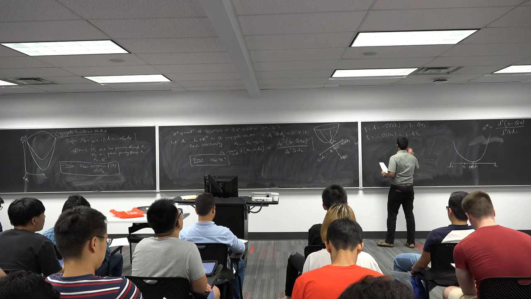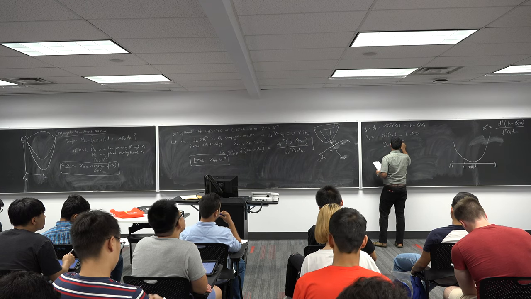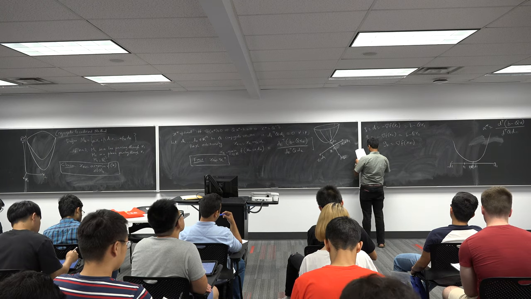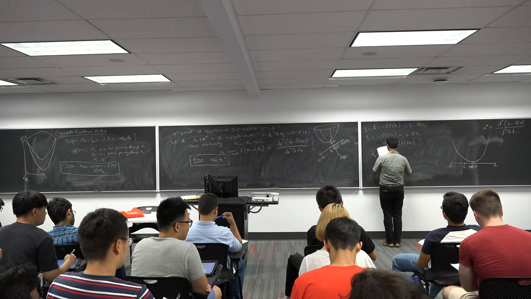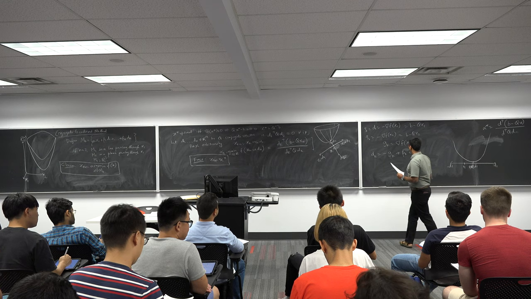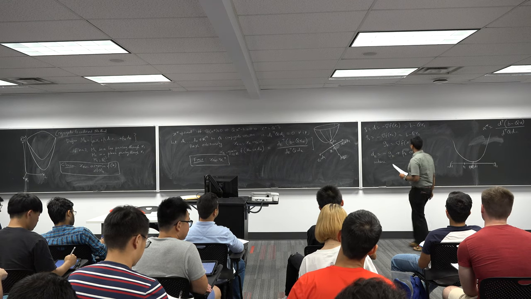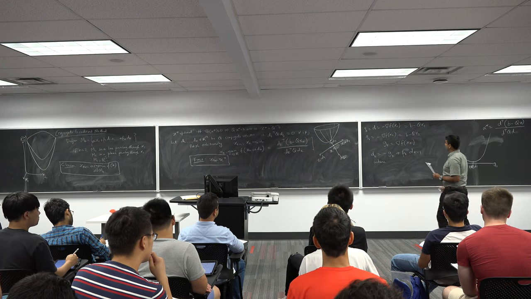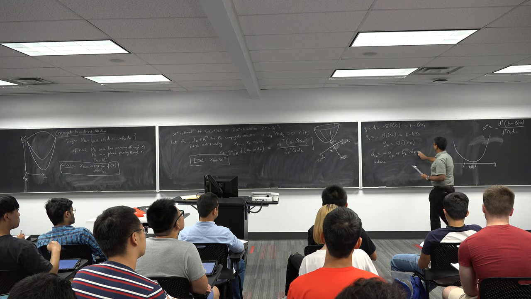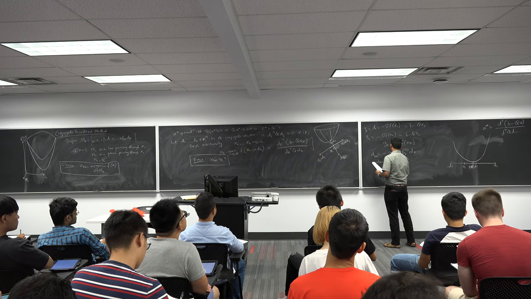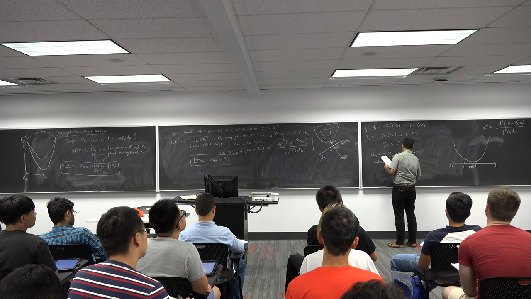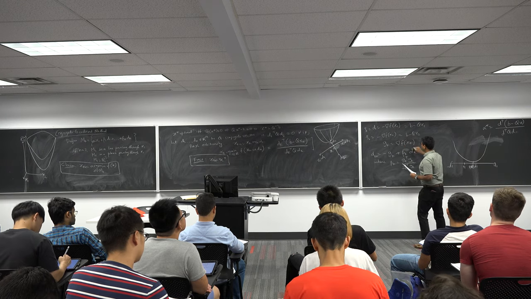Well, let me define gk as the gradient of f at xk. And then my dk plus 1 can be given by minus gk plus 1 plus beta k dk, where beta k is given by gk plus 1 transpose gk plus 1 over gk transpose gk.